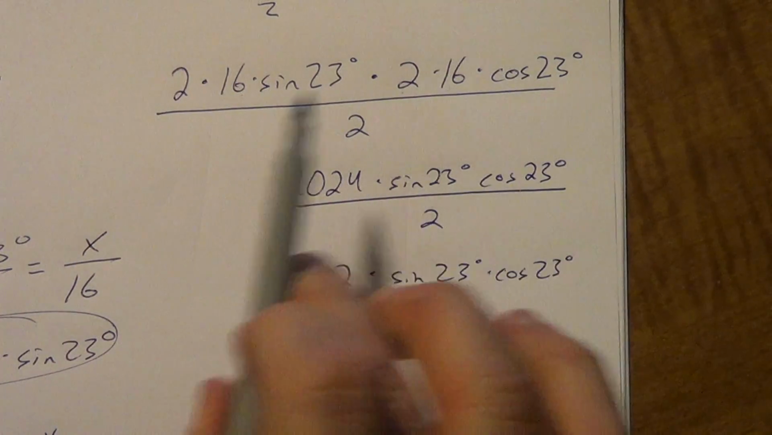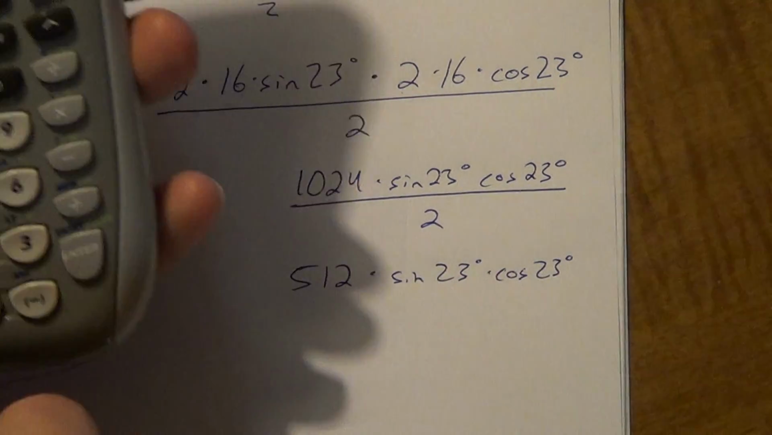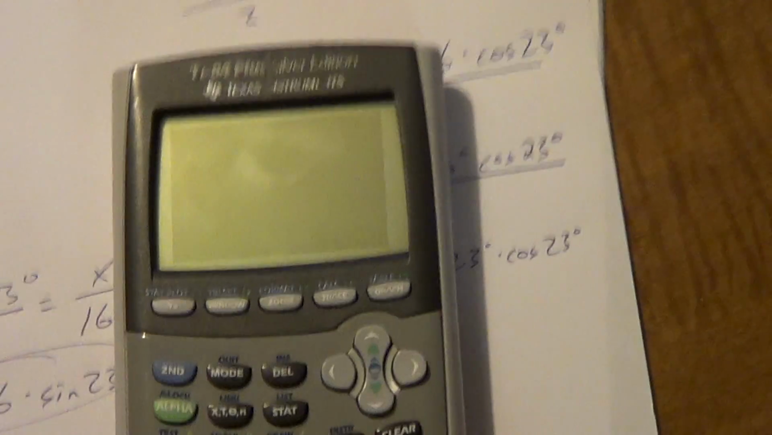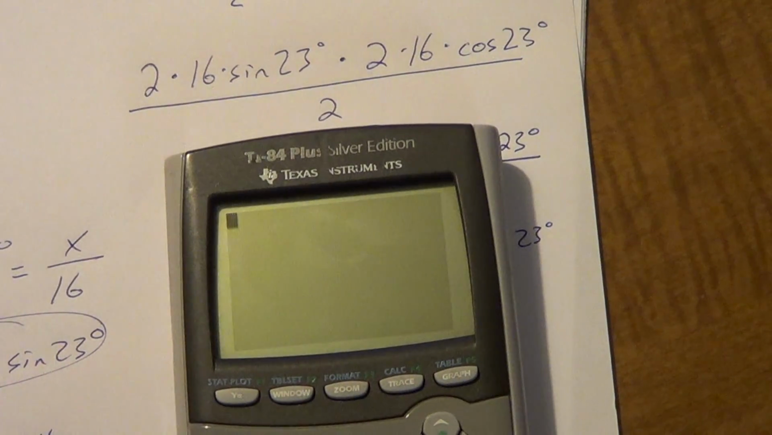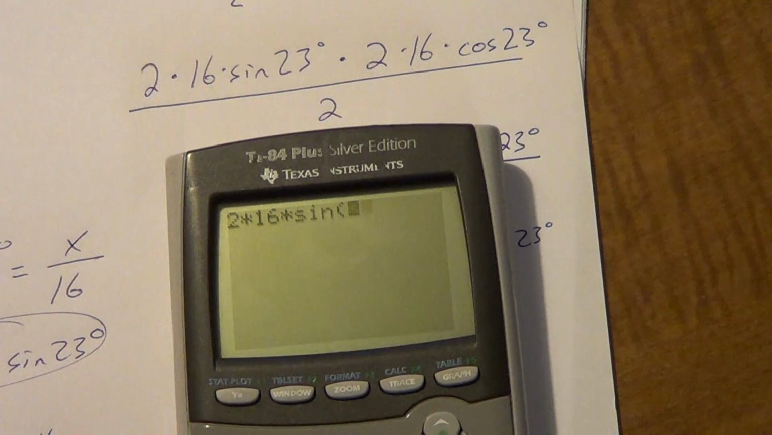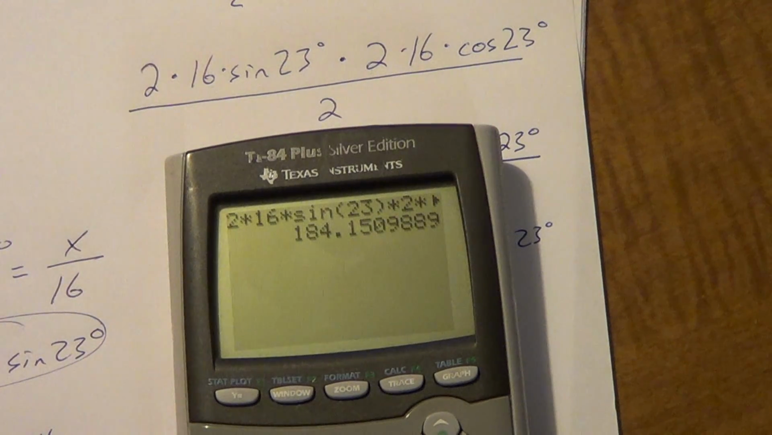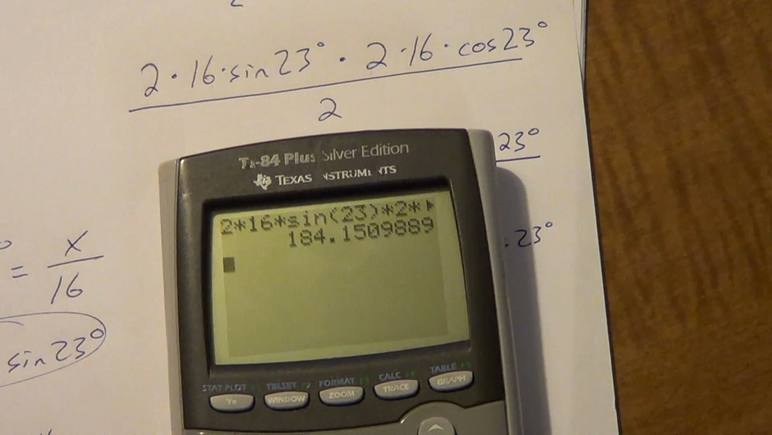All right, let's type it in our calculator. I'm going to type it in this way and show you how they both give us the same answer. At least I sure hope they give us the same answer. Typing it in the long way first, that top way right there. 2 times 16 times the sine of 23. If you don't close this parenthesis, it's going to cause problems though. Okay, times 2 times 16 times the cosine of 23. Close the parenthesis, or you're going to have problems. Divided by 2. 184.1509889 and a bunch of other decimals that my calculator is not going to tell me.